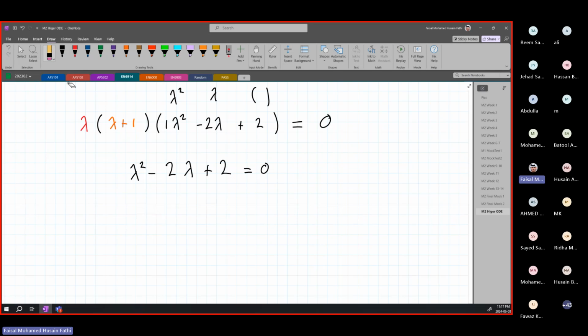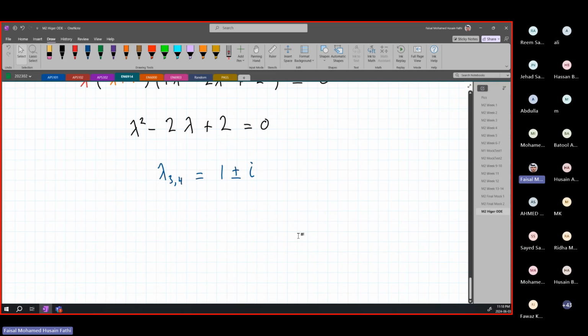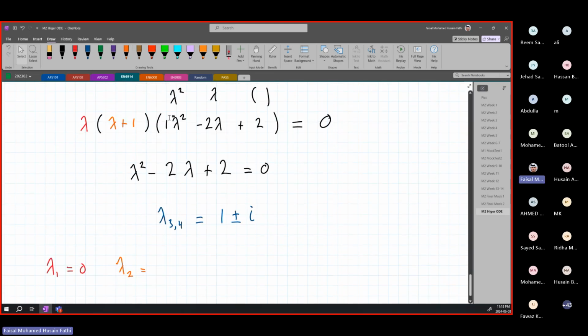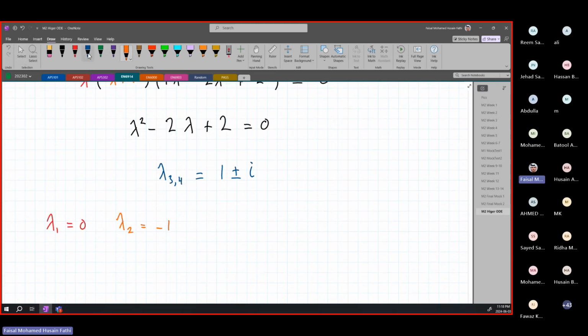Let me change the color. So lambda 3, 4 is going to be equal to 1 plus or minus i. All right. I used mod 5-3, but again, you guys should know how to do it using the quadratic formula. So now we have all our lambda values: lambda 1, which is equal to 0, lambda 2, which is equal to minus 1, and lambda 3 and 4, which is equal to 1 plus or minus i. Okay?